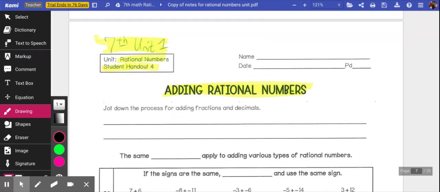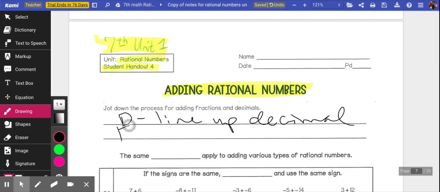Okay, so we're going to continue now, and you're going to skip over to handout 4 because we're going to stick with adding. It says jot down the process for adding fractions and decimals. Remember, with decimals, the most important thing is you line up the decimal, whether it's positive or negative, and you can add zeros. For fractions, we make sure we have common denominators. I'm just going to put common D.